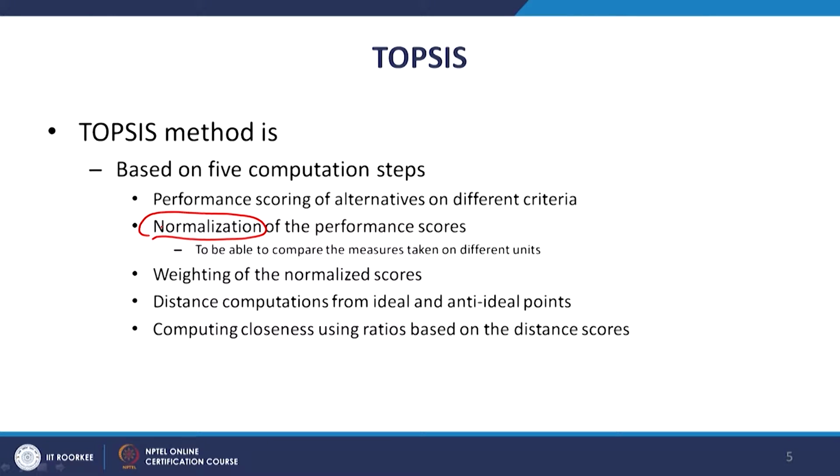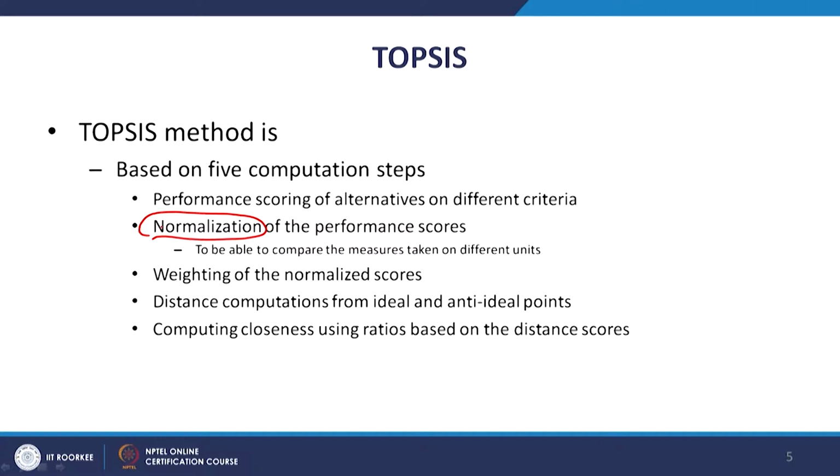Then once the normalization has been completed, we do the weighing of the normalized scores. As we talked about, one of the subjective inputs that we require in TOPSIS is the weights of the criteria. The decision makers are required to specify the criteria weights that they would like to use for TOPSIS modeling. Using those criteria weights, we compute the weighted normalized scores. So, that is the third step.